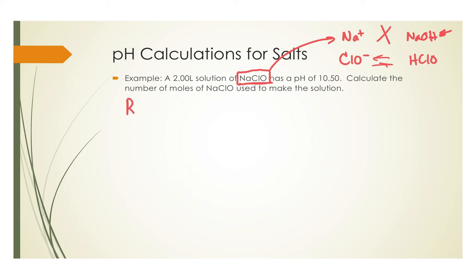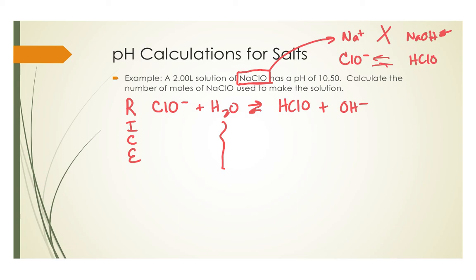So we're going to start by using a RICE table. Our reaction is ClO- plus H2O goes to HClO plus OH minus. Again, H2O is a liquid, so we're not going to be worried about its components. How about some initial concentrations? Well, initially we know that the concentrations of the acid and the hydroxide are going to be 0. ClO- is what we don't know, so I'm just going to call that Z for right now.